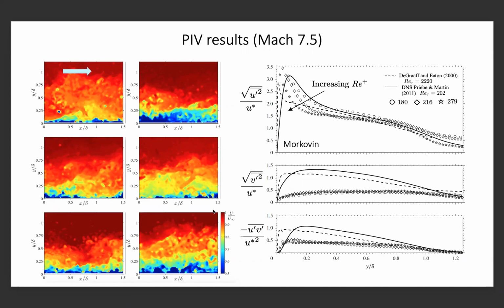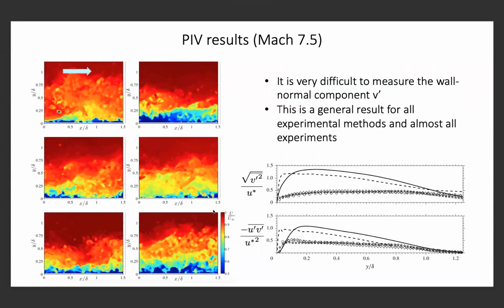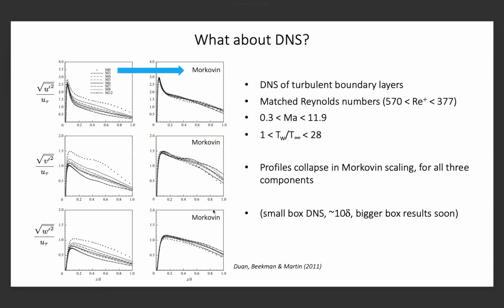However, when we look at the wall normal component and the shear stress, we don't get any collapse of the data onto the expected curve. So, well, it turns out that it's just really difficult to measure the wall normal component. And this is a general result for all experimental methods and almost all experiments. So it's really, really difficult to get the wall normal component right. So what do we do? Well, this is about the last result I wanted to show you.